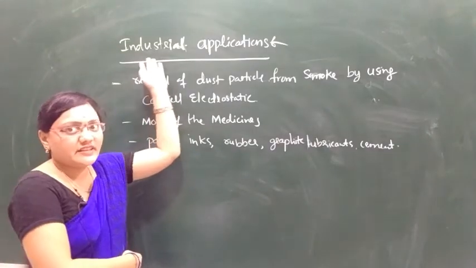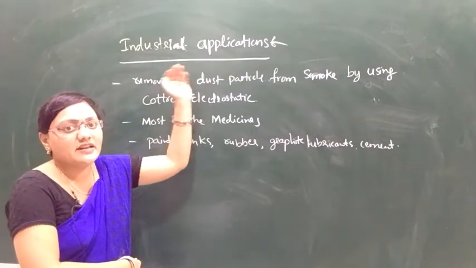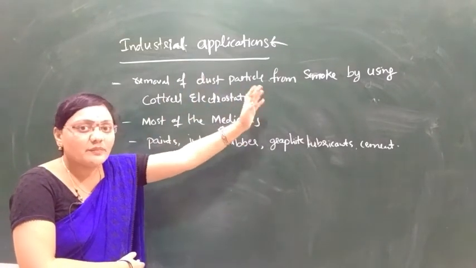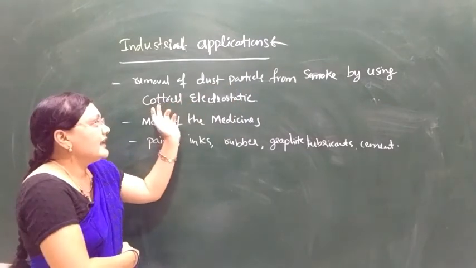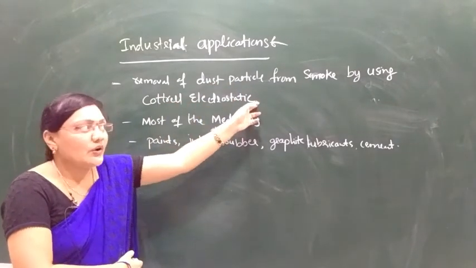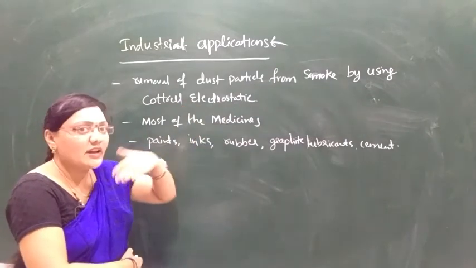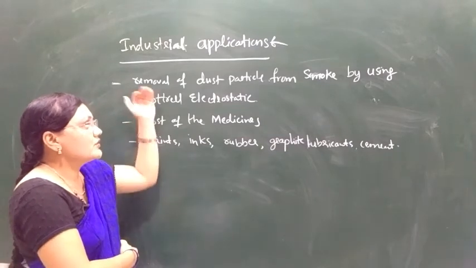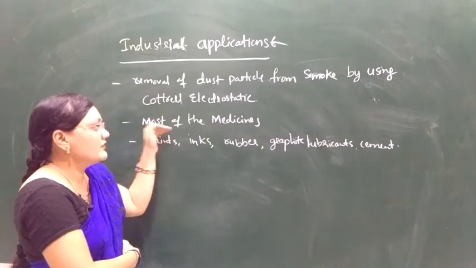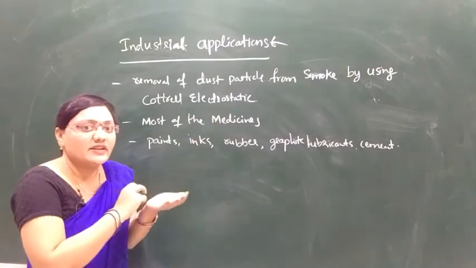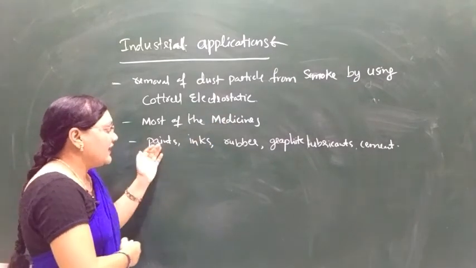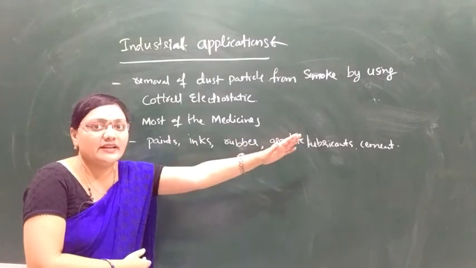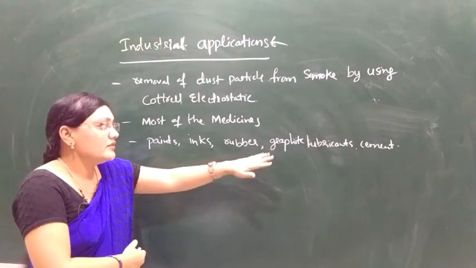Next is the industrial applications of colloids. The first application is removal of dust particles from smoke by using the electrostatic precipitator. Most medicines and drugs use colloid particles because of their large surface areas, and colloids are used in paints, inks, rubbers, graphite, lubricants and cement. These are the industrial uses of colloids.